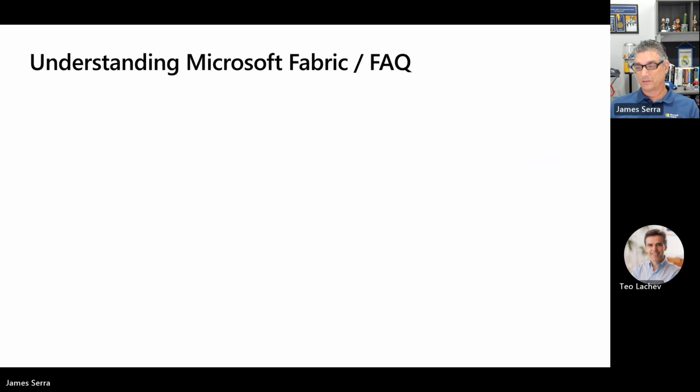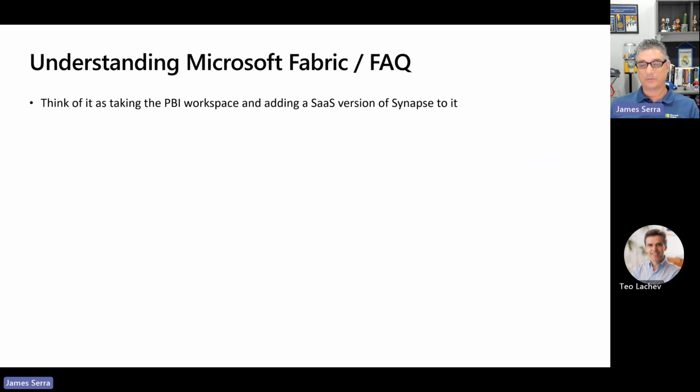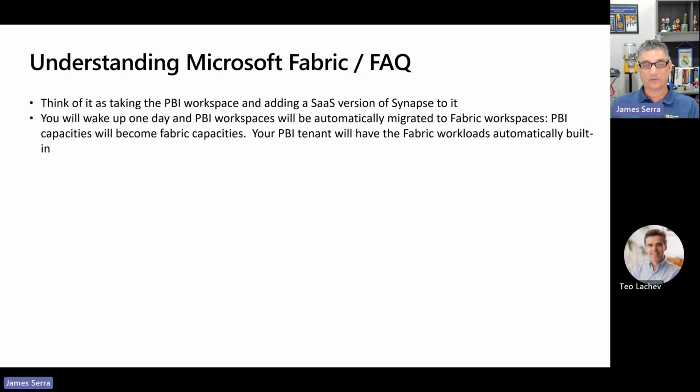A few things before we jump into the demo that I think help you understand at a high level what Fabric is and how it differentiates itself from Synapse. Think of it as taking the Power BI workspace and adding all of these SaaS versions of products that were in Synapse to it, and they're adding a few new ones. Instead of thinking of it as an evolution of Synapse, I like to think of it as an evolution of the Power BI workspace, because the big difference is you're giving all the Power BI users this additional capability, and it's not just people who were using Synapse before. It's everybody in your company who could start using this.